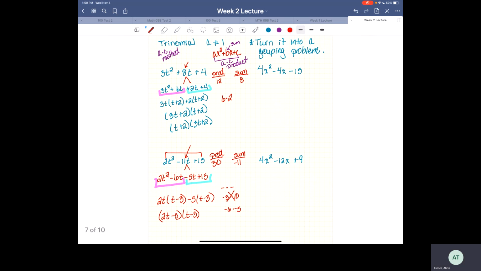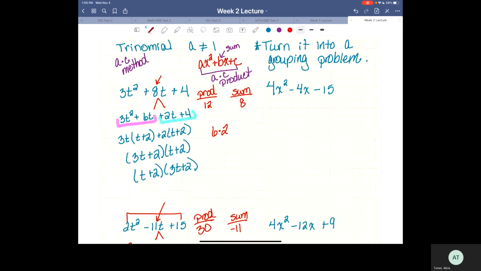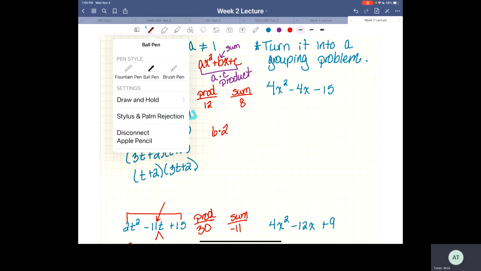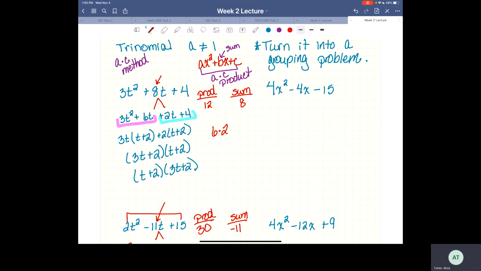Here's another one with a negative sum. Or a negative product, I'm sorry. So we are going to identify our sum and our product. To get my product, I'm going to do 4 times negative 15. That gives me a product of negative 60. My sum is this number right here, and that's negative 4.